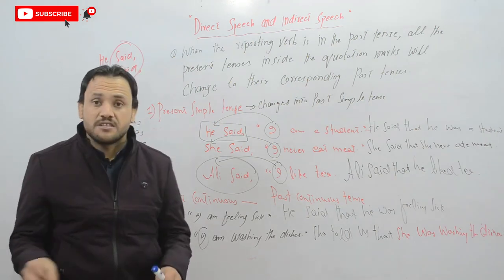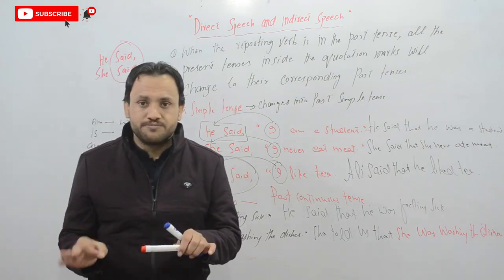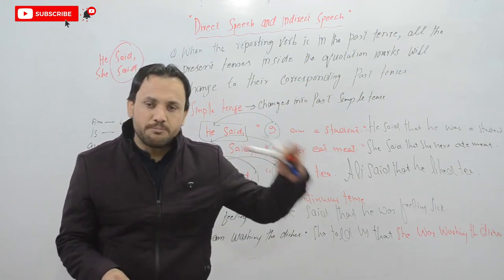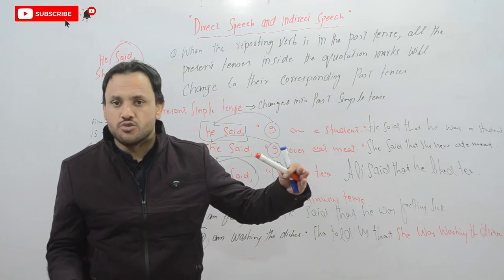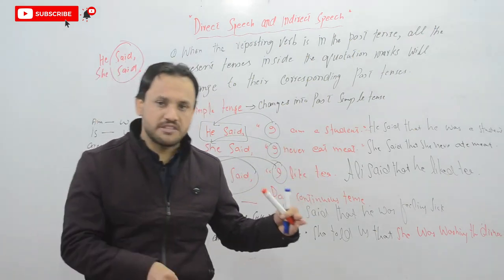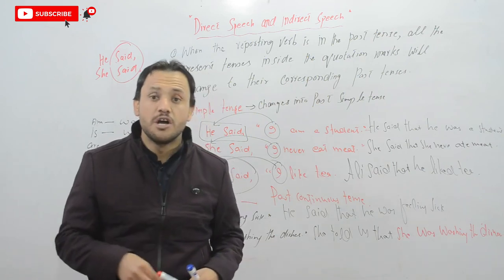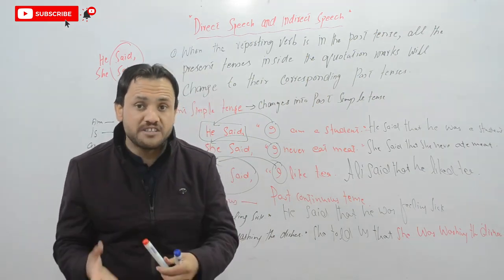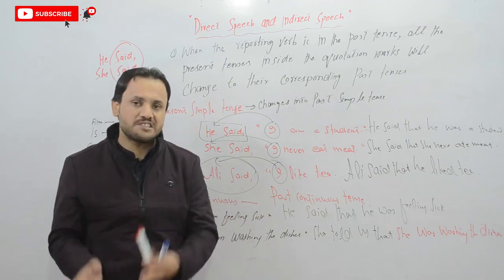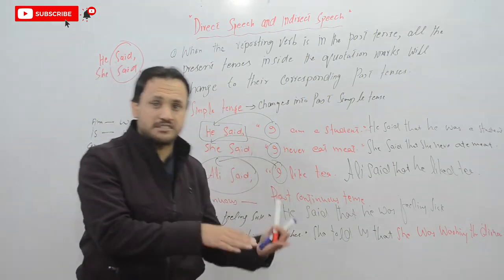So when the reporting verb is in the past, the reported speech tense will change. Present simple becomes past simple, present continuous becomes past continuous, and present perfect becomes past perfect.